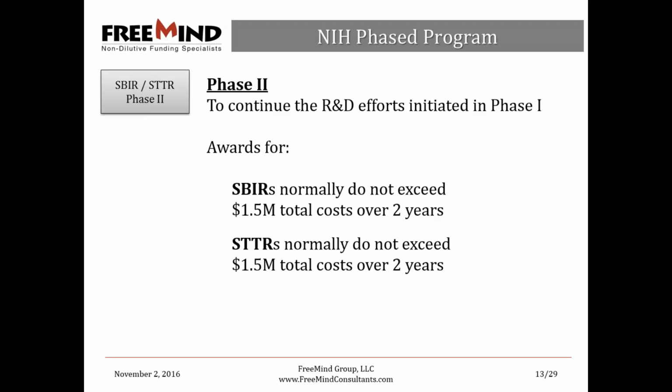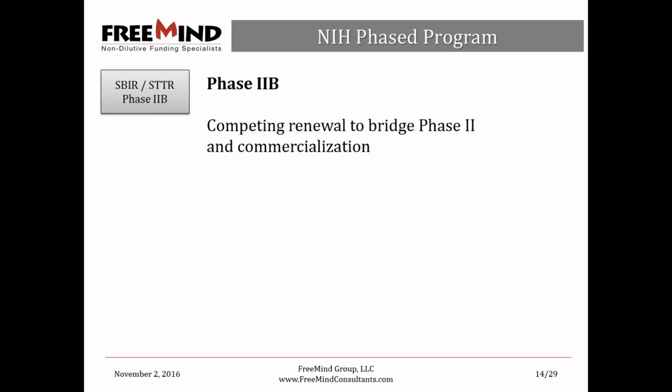Phase 2 is basically designed to continue the efforts initiated in a phase 1. And this is obviously much more substantial. We're talking about up to $1.5 million, again, total costs. And again, this is technically $1 million that can be exceeded by 50%. And in this case, over 2 years, and this is true for both the SBIRs and the STTRs. So phase 2 is something you would classically submit once you've completed the phase 1 successfully. And now we'll take a look at a few exceptions to that.